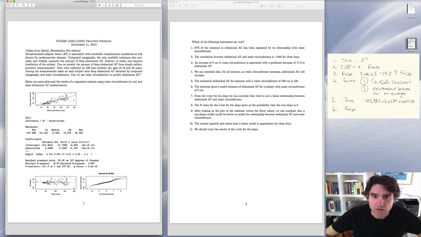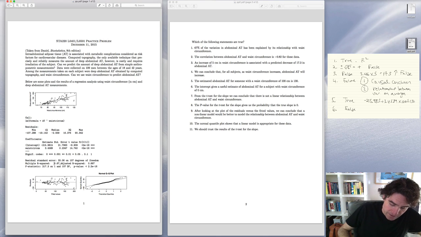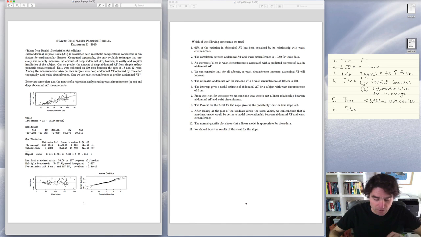The next question: the correlation between abdominal AT and waist circumference is negative 0.82 for these data. Well, we know that the square root of r squared is the correlation coefficient, but when you take the square root, there's a positive sign and a negative sign. In this case, we can see from the scatter plot that there's a positive linear relationship. So therefore, the correlation has to be positive. Therefore, since it asks, is it negative, this is false.